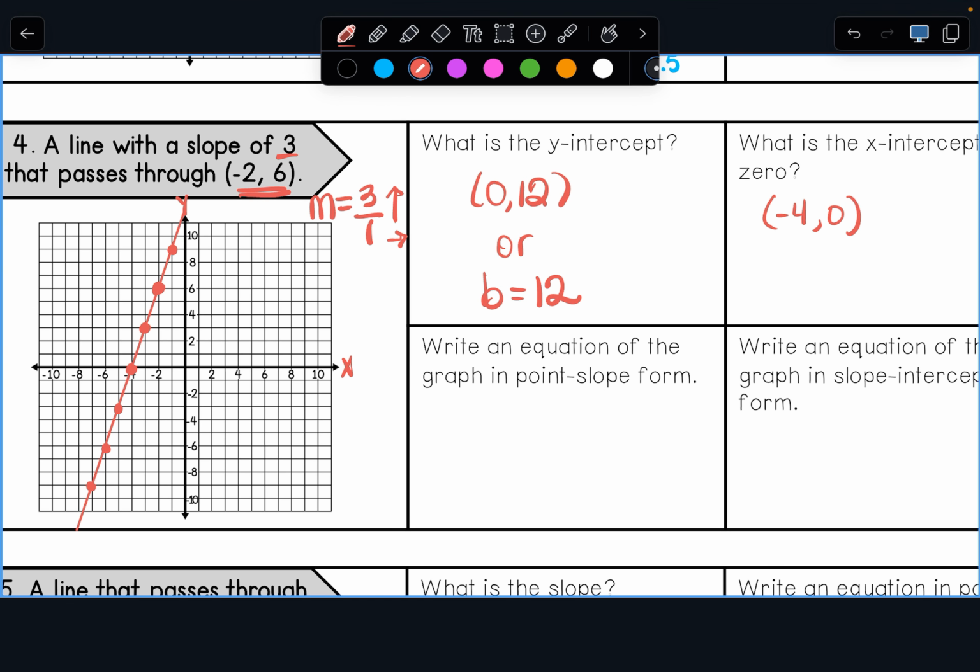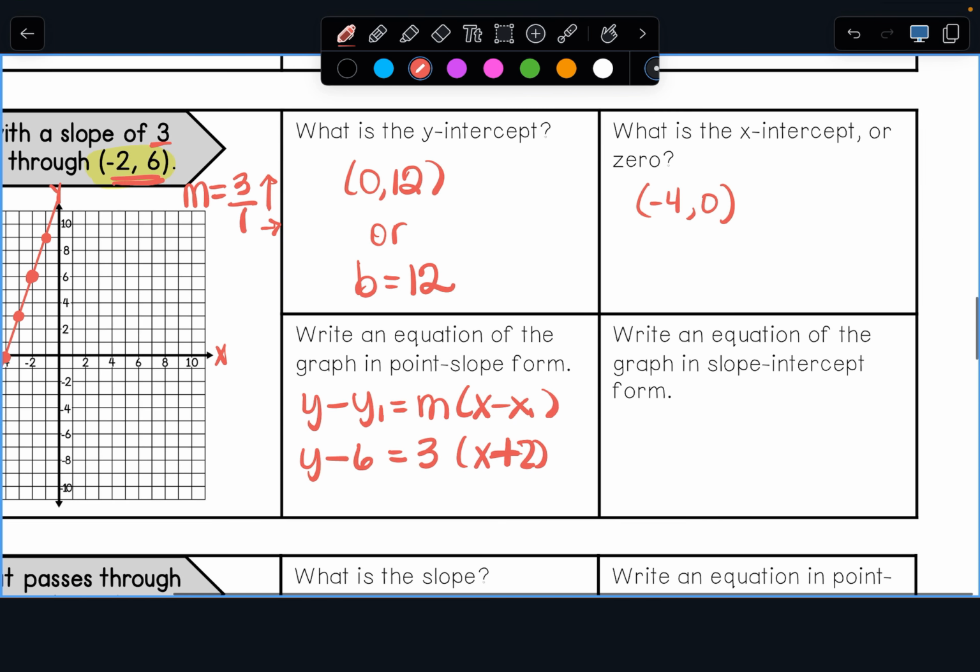Write this equation of the graph in point slope form. They want us to use this point right here. Point slope form is y minus y1 equals m times x minus x1. So y minus 6 equals 3 times x minus -2. And because we have a minus -2, it's a positive.